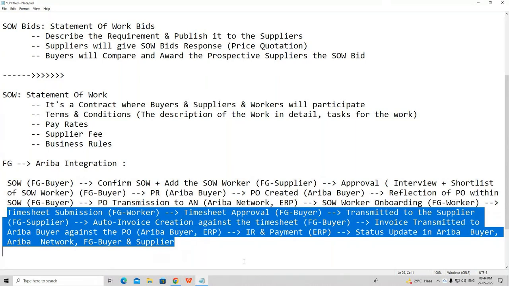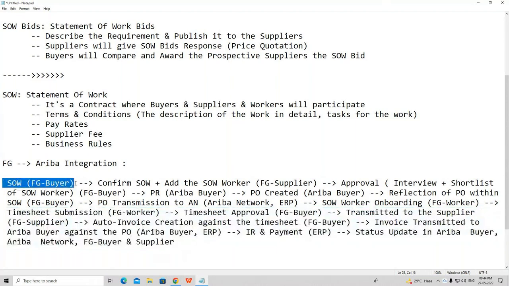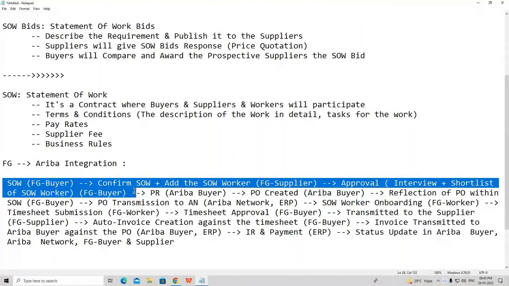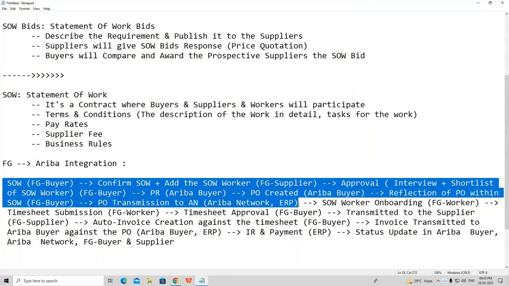You will go to the SOW once again over here. Change the duration from 1 year to 1.5 years, change some terms and conditions. Again, it will go to the supplier. Now, the supplier cannot change the SOW worker. They will confirm the changes, version 2 of the changes. This will not happen. Why? Because shortlisting of the worker has already happened. Now, what will happen? It will trigger a change in Ariba. It will create a version 2 of the PR. Once it is approved, it will create a version 2 of the PO. Now, this new version of the PO will go to Ariba Network as well as to ERP.